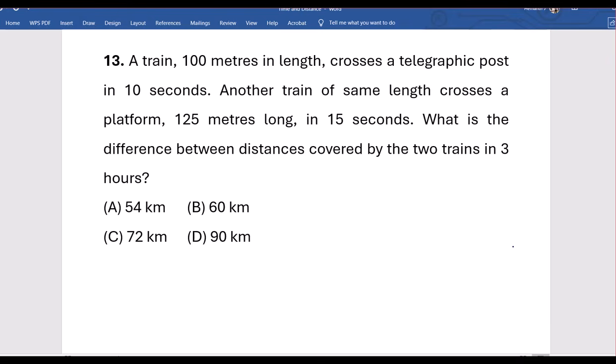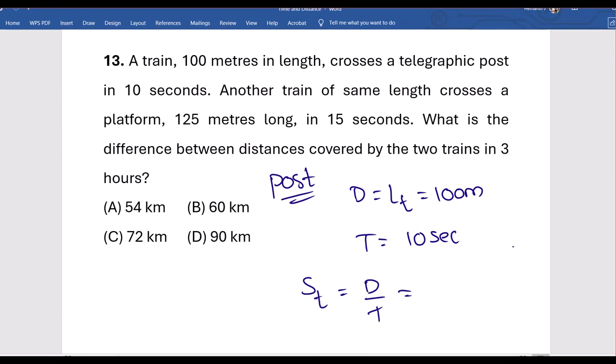So in the first case, a 100 meter long train crosses a telegraph post in 10 seconds. For a pole or post, the distance is the length of the train, which is 100 meters. Time taken is 10 seconds. So this indicates the speed of the train is 10 meters per second in the first data.